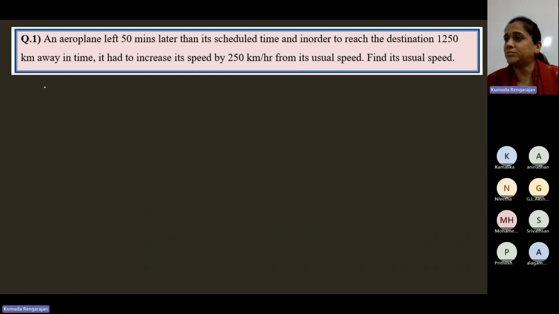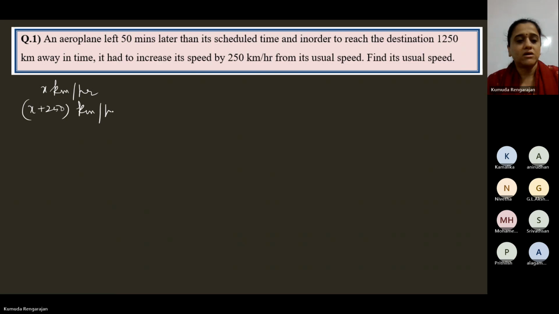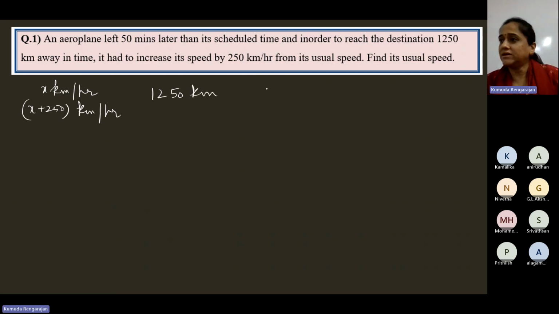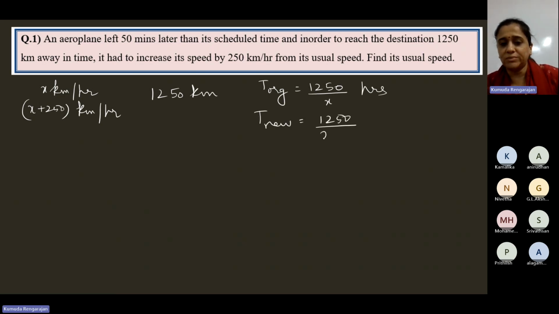So what's the actual speed? X kilometers per hour. What's the new speed? X plus 250 kilometers per hour. Distance is fixed. Time taken: original time taken is equal to distance by original speed. New time taken is equal to distance by new speed.